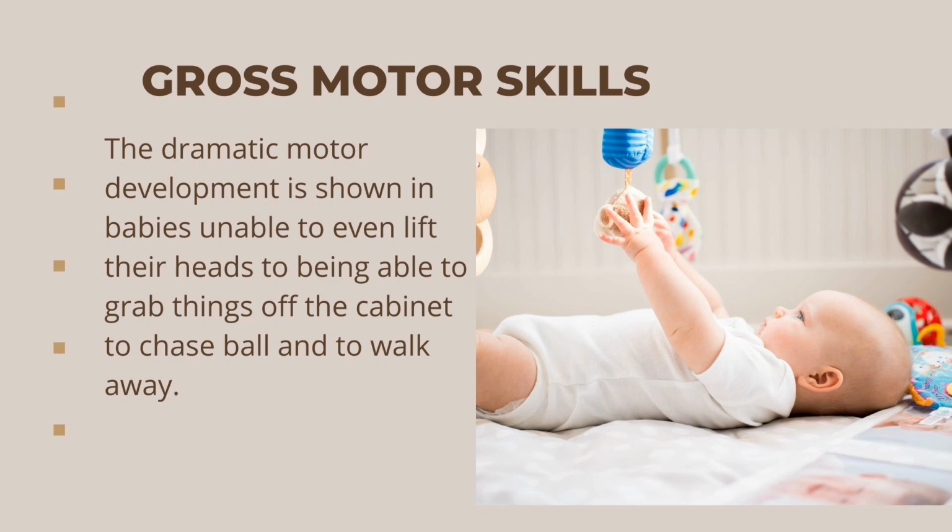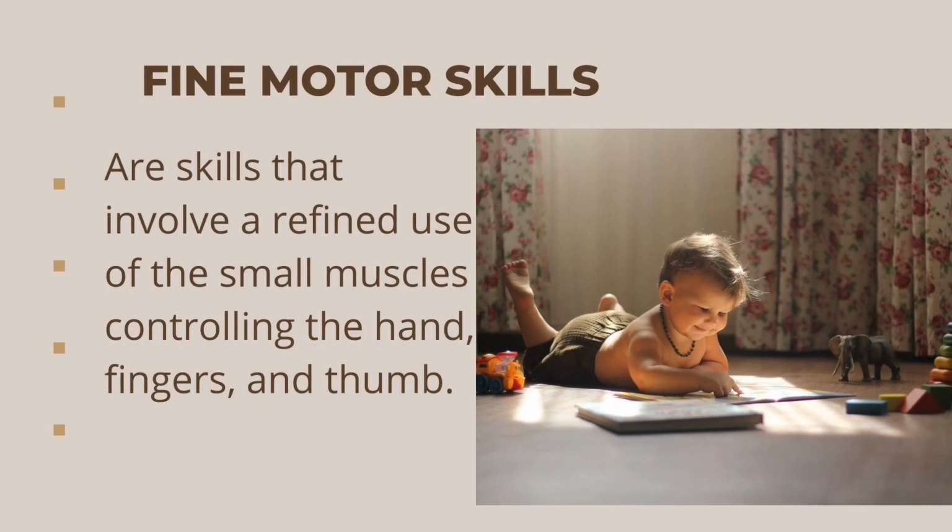Next are the gross motor skills. The dramatic motor development is shown in babies going from being unable to even lift their heads, to being able to grab things off the cabinet, chase the ball, and walk over to their parents. Next are the fine motor skills. These are skills that involve a refined use of the small muscles controlling the hand, fingers, and thumb. The development of these skills allows one to complete tasks such as writing, drawing, and buttoning.